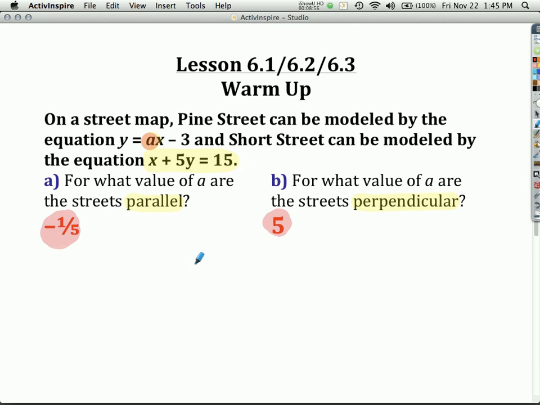Okay? Comments, questions, and concerns about this? Anything at all? Tristan? Okay. Well, this is a concept that you learned in chapter 5. So you need to understand that when two lines are parallel, they have the same slope. That's it.